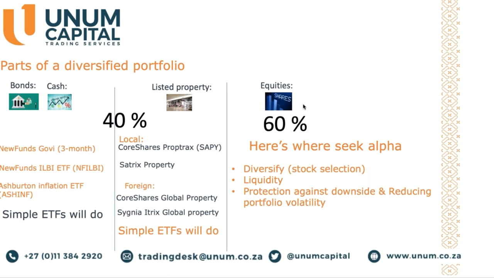So some of the ones that I've found, if you're going to go into bonds, cash, and listed property, I would probably leave cash completely out. I have an F&B account, and they keep throwing credit card money at me, so I'll just use it. Personal inflation is a bad thing. So new funds, Govy, there you get paid your coupon every 3 months, I think, Simon. Okay. Then we also have a government bond, which is inflation linked, and the Ashburton inflation-linked ETF.